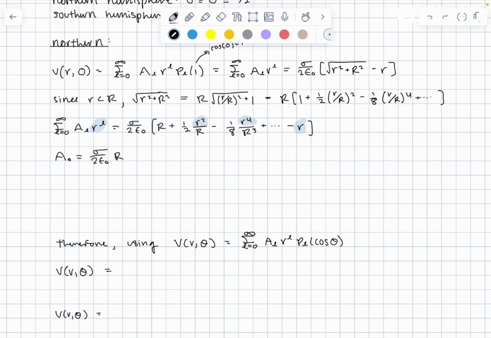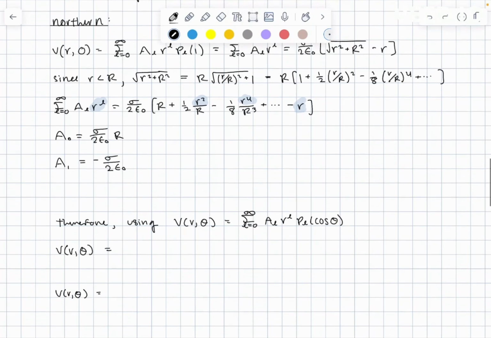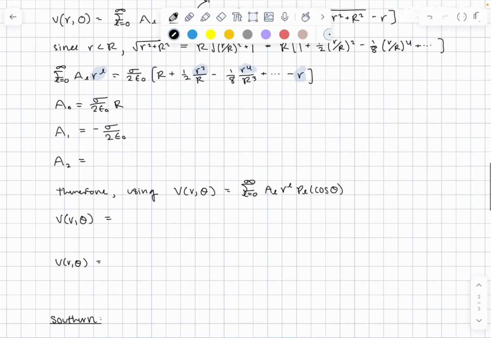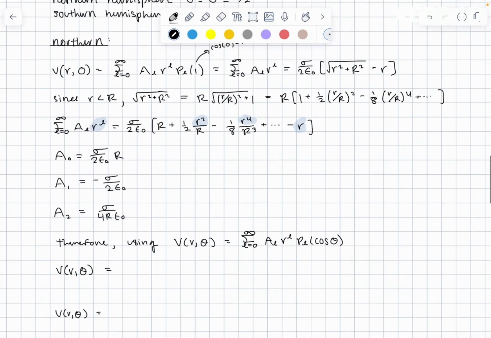And then same thing for a1 is going to be equal to negative sigma over 2 epsilon naught, because the only term with r to the 1 is right here, and that's just a negative of our coefficient in front. And then we can say that a2 is going to be equal to sigma over 4r epsilon naught, because now for this a2 we want here, right?